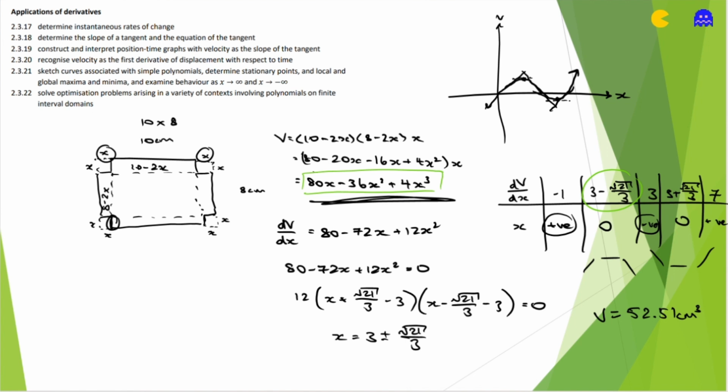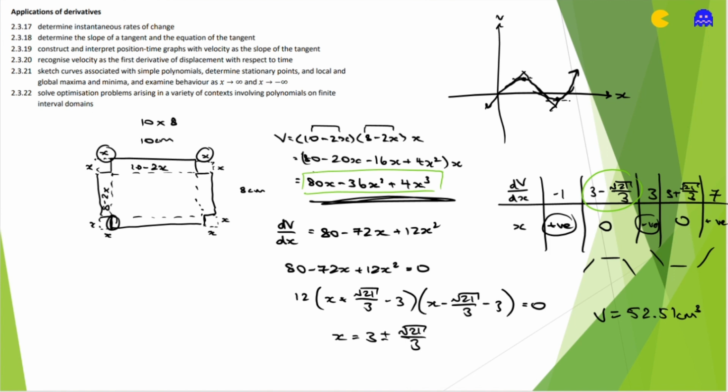But the reason why that's not applicable in a real world scenario is because as x tends to infinity, these two terms start tending towards negative infinity, right? And you can't have a side of a rectangular box that has a negative length. Okay, that doesn't make sense. And so that's why it's generally the stationary points that we are concerned with in the context of real-world optimization problems.